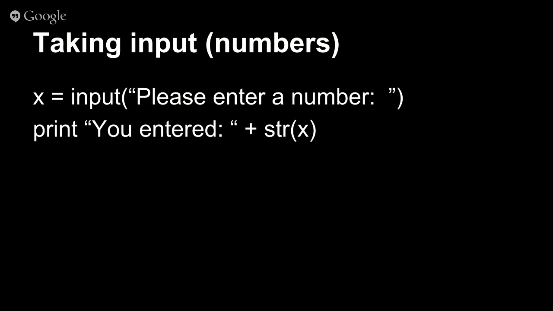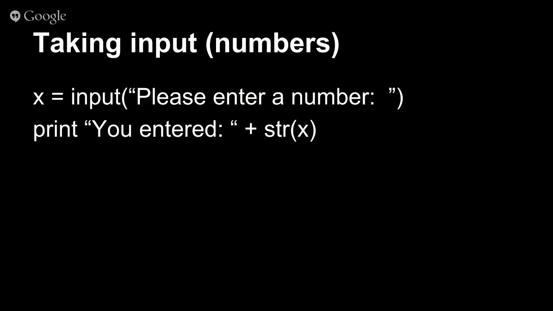Anyway, I say, please enter a number, and input, all it does is print that out. It's basically like calling print and then waiting for somebody to type something in and then hit enter. When you hit enter, it gathers whatever you typed in and spits it out. And then the equal sign takes what the function spits out and sticks it in the variable that is before it. So I'm setting x equal to the input, whatever the user types in to the prompt, please enter a number.